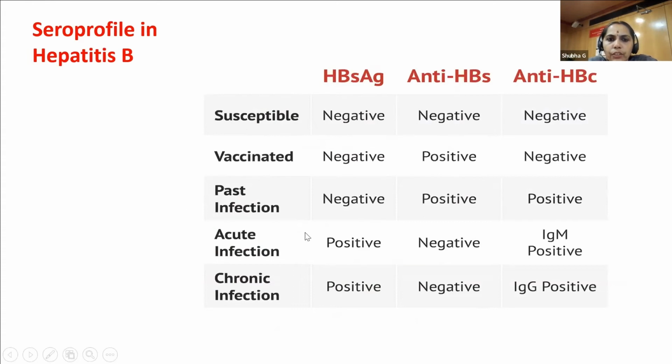In an acute infection, a patient is going to be positive for HBsAg antigen and anti-HBs is negative, whereas anti-HBc IgM is going to be positive. Whereas in chronic infection, HBsAg is positive, anti-HBs is negative, and anti-HBc IgG is going to be positive. So this is the seroprofile in hepatitis B.